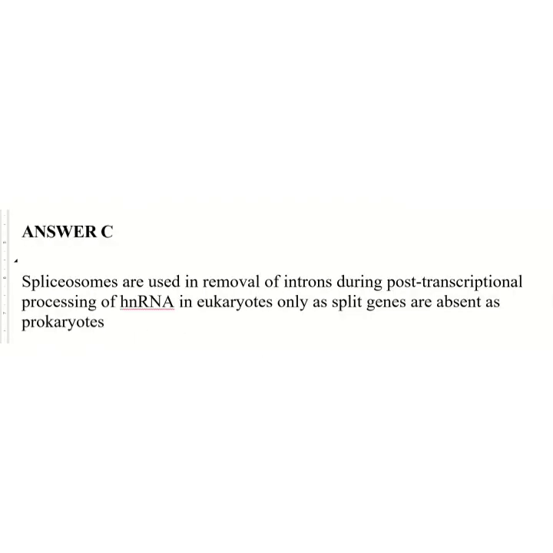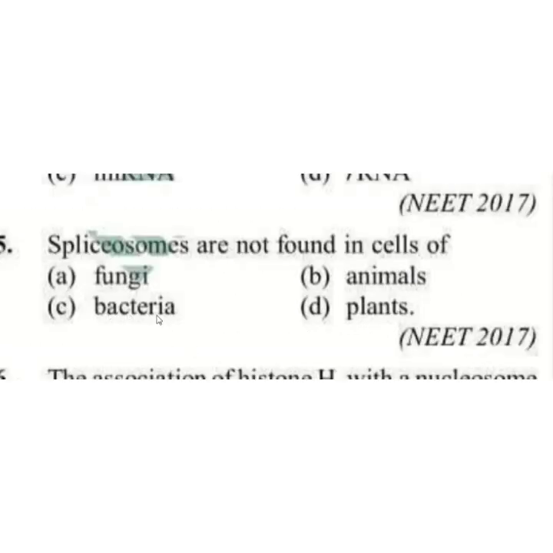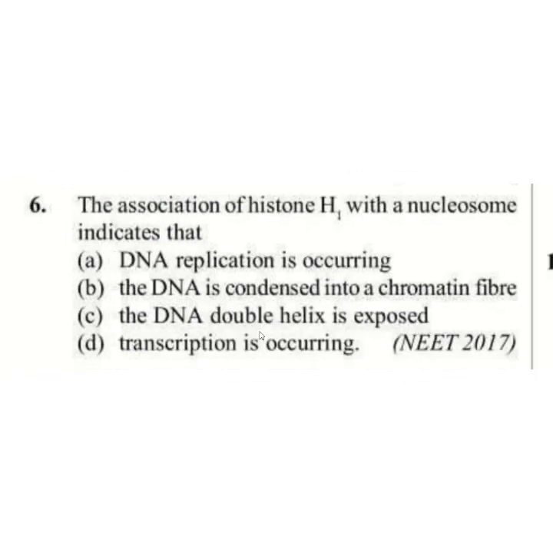Spliceosomes are used for removal of introns during post-transcriptional processing. After the formation of hnRNA, the processing takes place, and during that processing the introns are removed by the spliceosome and exons are joined. That process is called splicing. This mechanism is seen only in eukaryotic cells, not in prokaryotes. So the answer is option C. Bacteria lack spliceosomes.